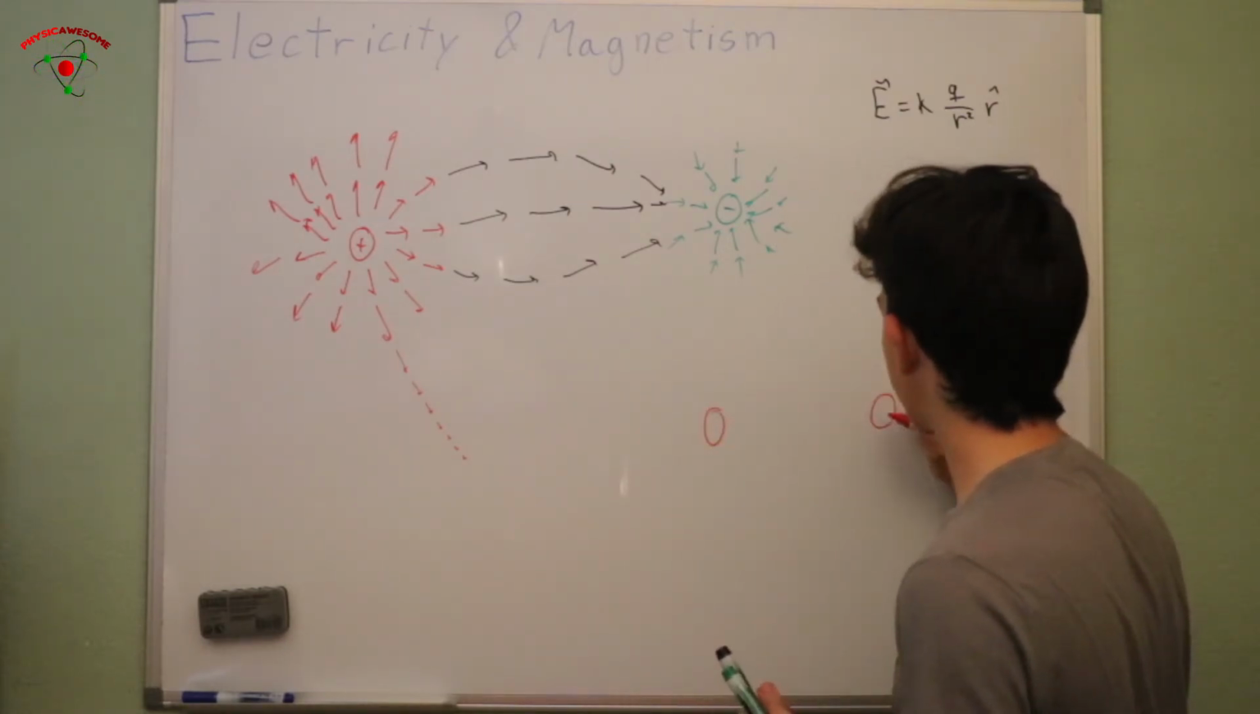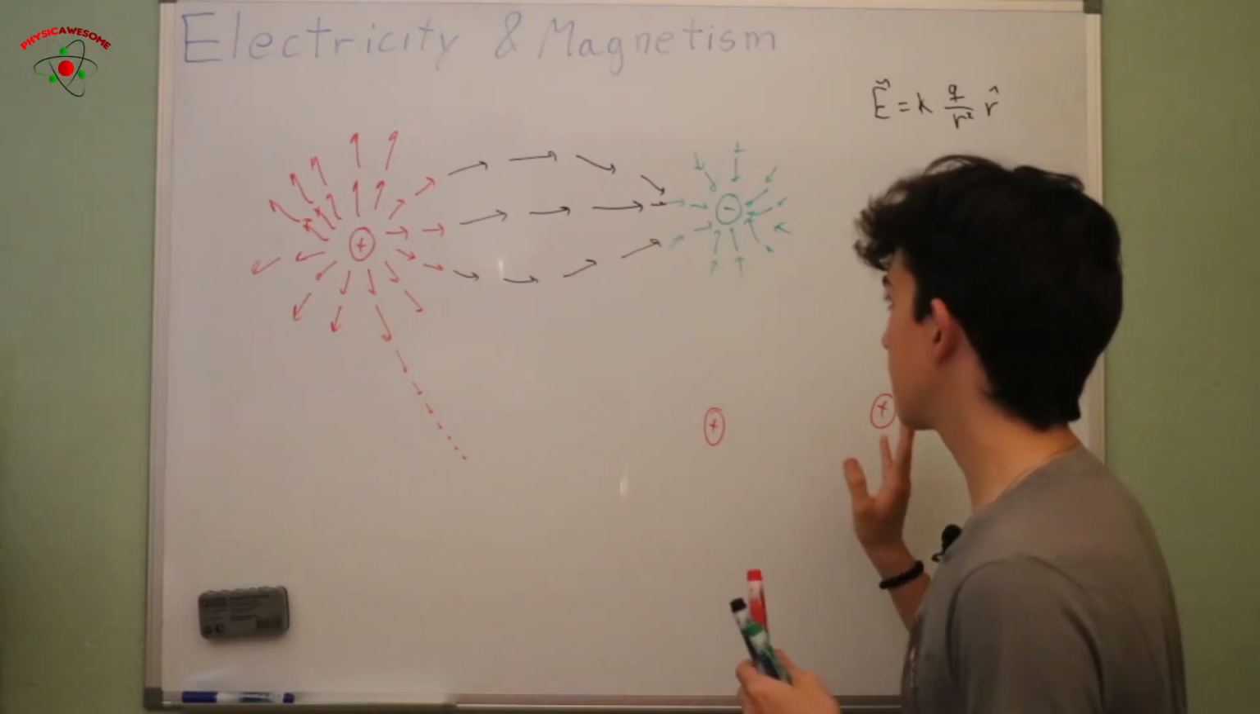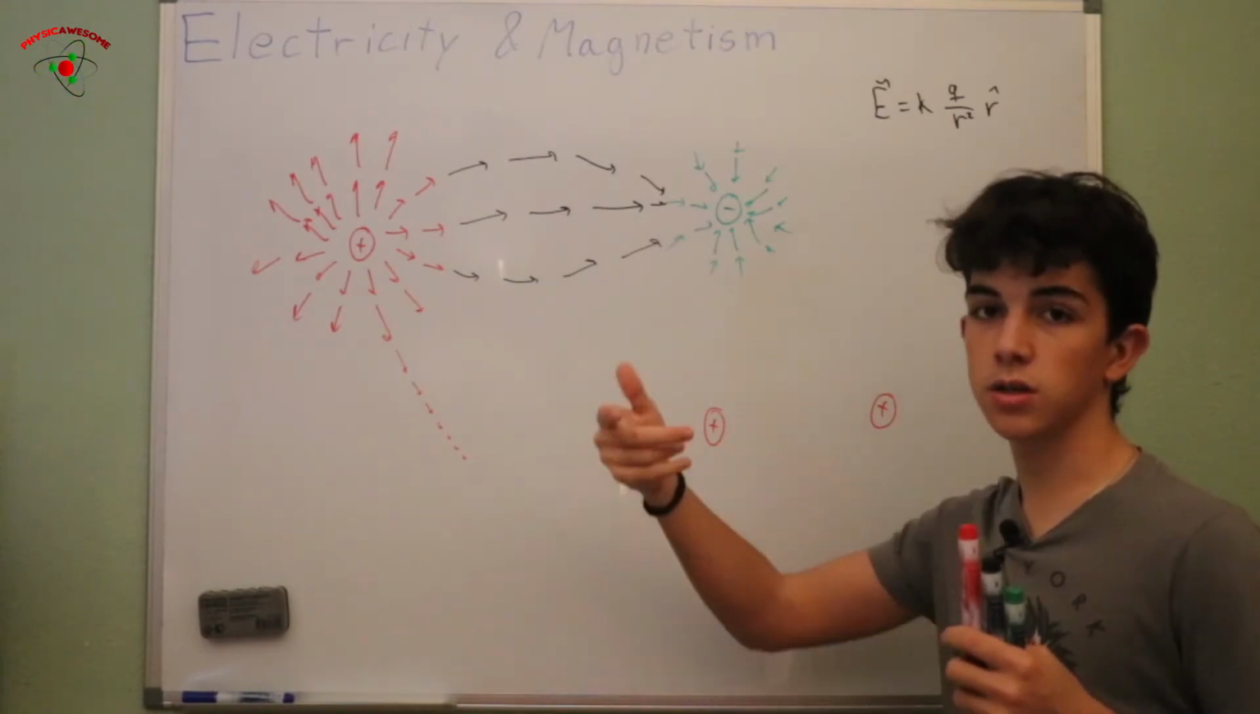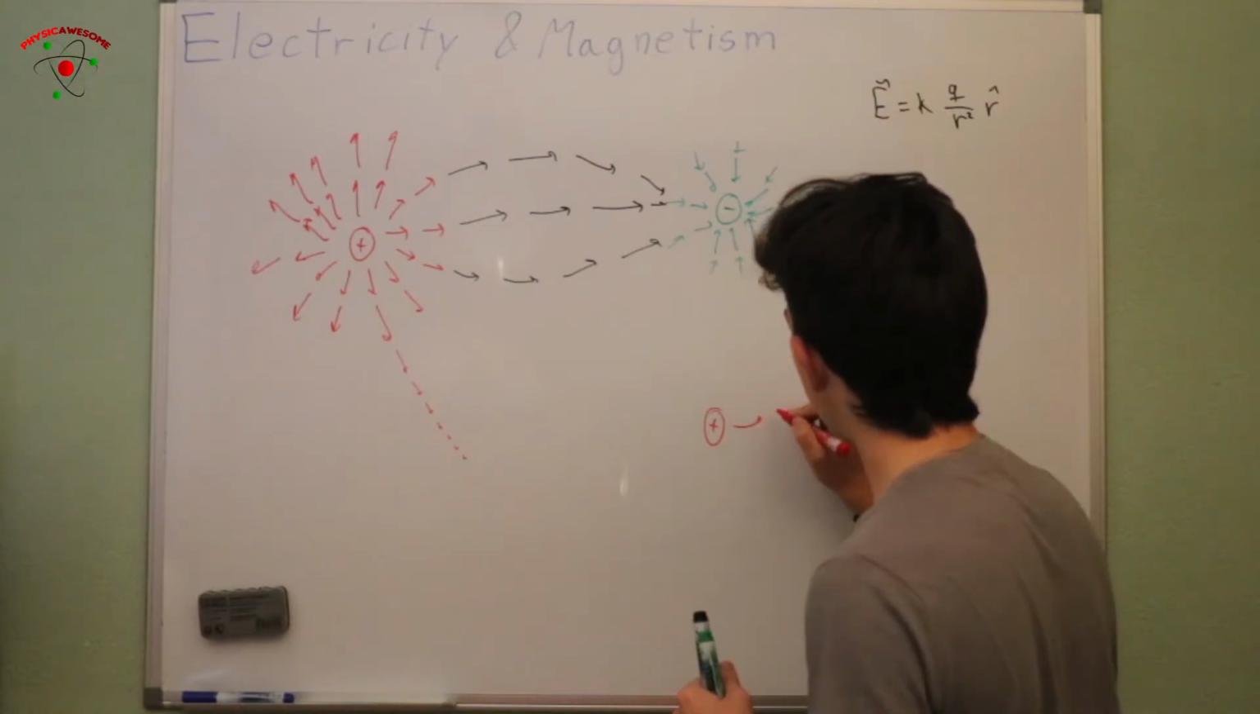If we have two positive charges or two negative charges, I'm going to represent only the two positive charges, but it will be the same thing for two negative charges, just with the opposite direction for the arrows. We will have something like this.